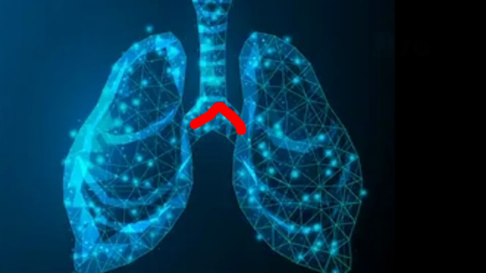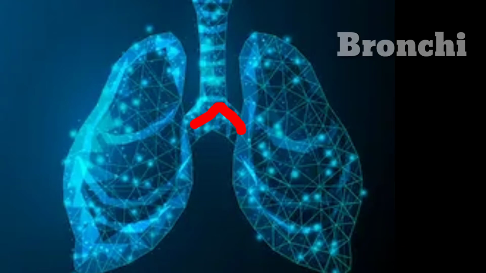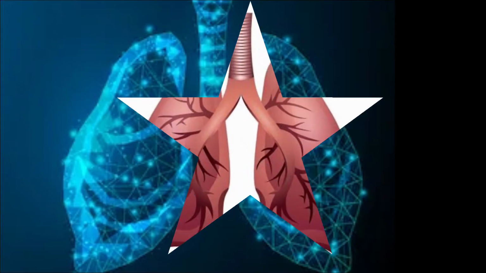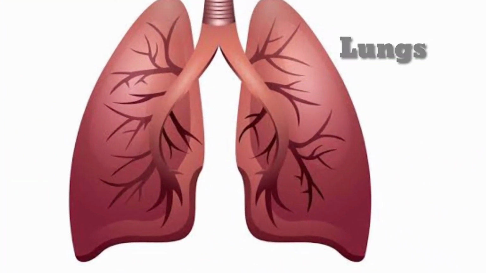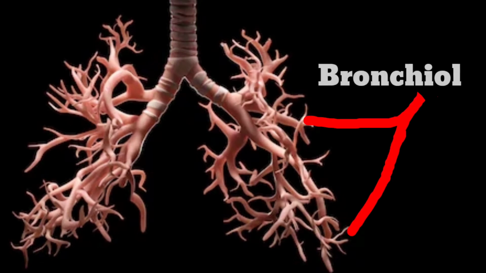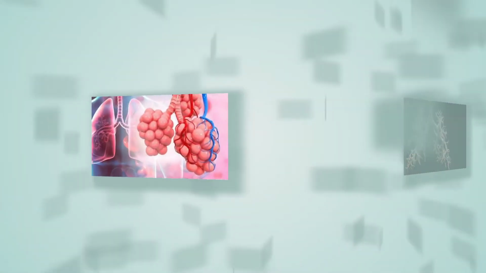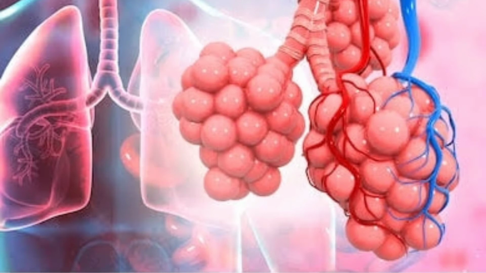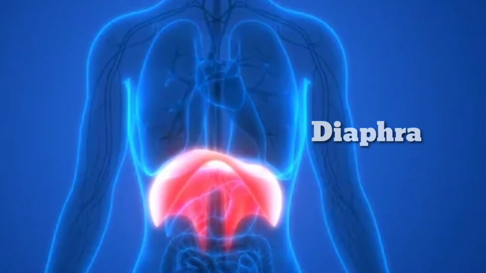Then are the bronchi. As you can see here, there are two bronchi. The trachea gets divided into two bronchi, which are also called the lungs. Then there are several branch-like structures called the bronchioles. Then is the alveoli, and the last one is the diaphragm.